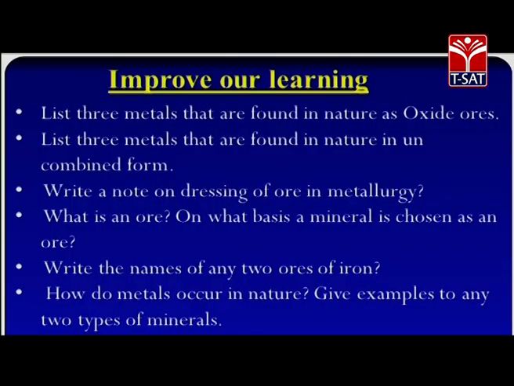Answer these questions, children, in the Improve Your Learning. List 3 metals that are found in nature as oxide ores. List 3 metals that are found in nature in the uncombined form. Write a note on dressing of ore in metallurgy. What is an ore? On what basis a mineral is chosen as an ore? Write the names of any 2 ores of iron. How do metals occur in nature? Give examples of any 2 types of minerals.